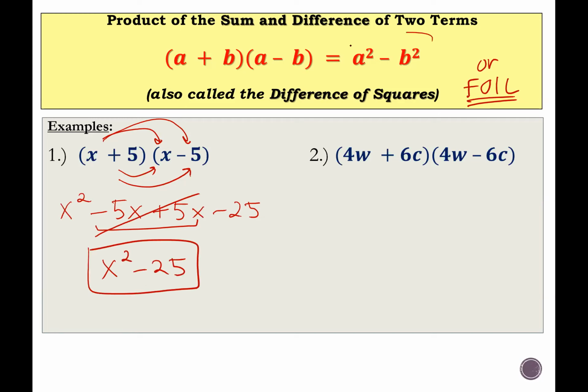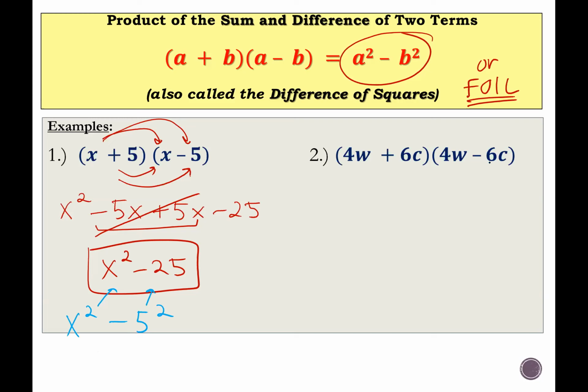So with these problems, your final answer will be a binomial. It will only have 2 terms. The middle terms would cancel every time. So an alternate way to do this, if you actually use the formula, would be x squared minus 5 squared. That would be where I could get my answer. A plus b, a minus b is just a squared minus b squared, because of this pattern right here, because those middle terms would cancel if you were to do the full FOIL process.